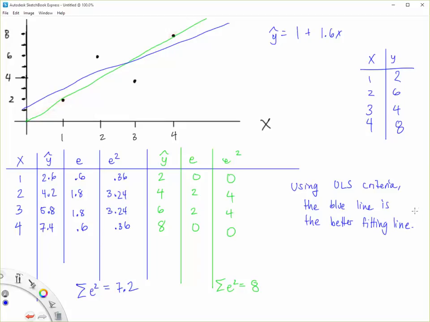So you've just taught us how to decide between two lines, but you haven't taught us how to make the best line. Correct. But this is to illustrate how OLS picks out the best line here.